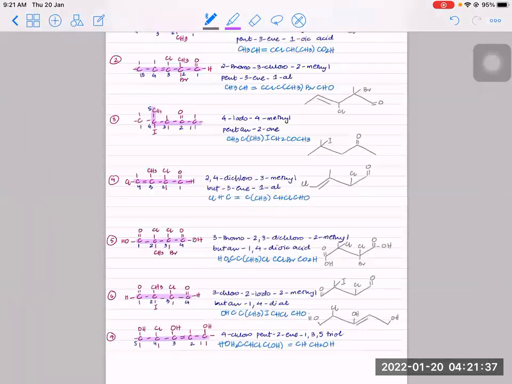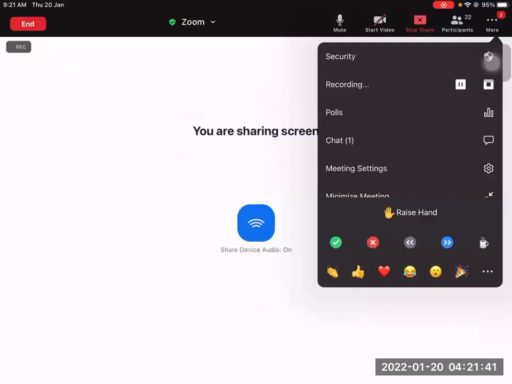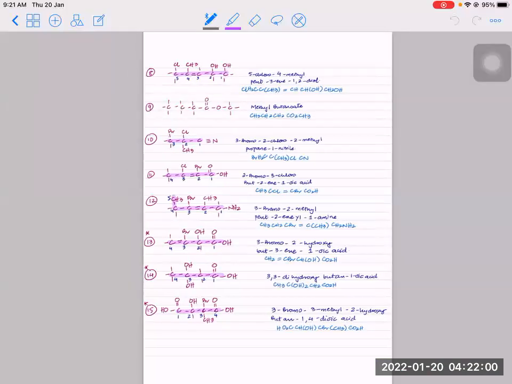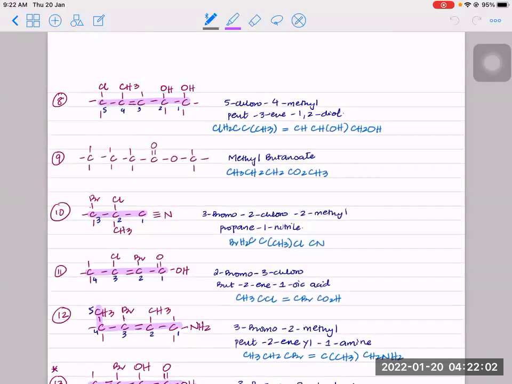Clear? Is this clear? Do you guys understand this? All right, let's see. So the main chain has 5 carbons. So these are your 5 carbons. Yes. Right here you have a Cl. You have a CH3 here, a double bond here, an OH over here, an OH over here.